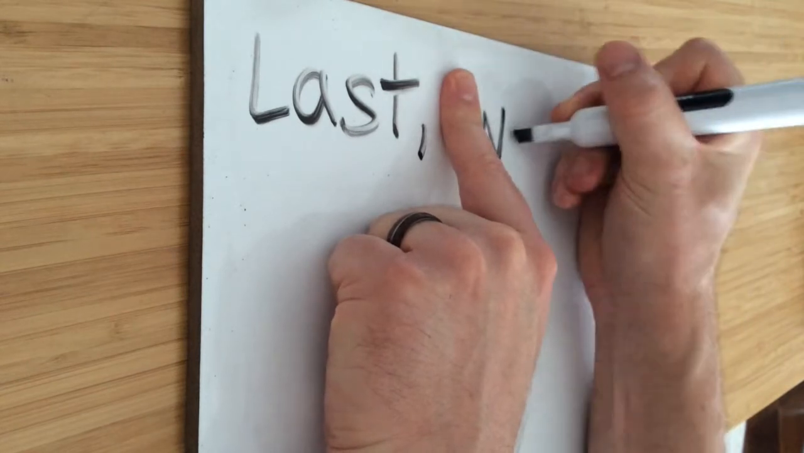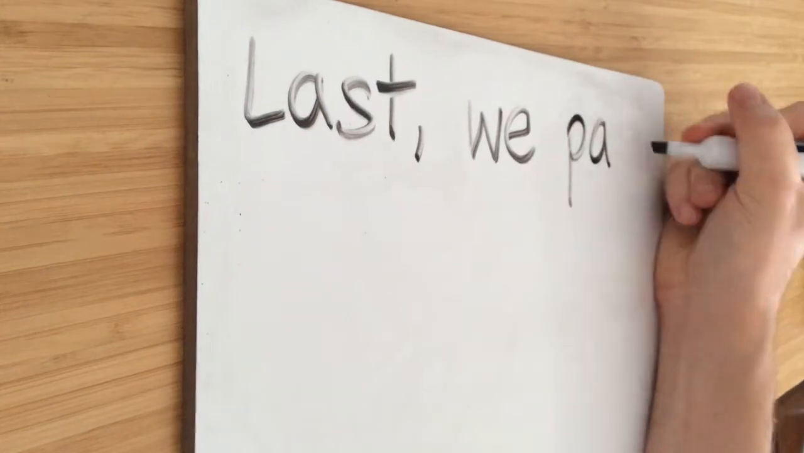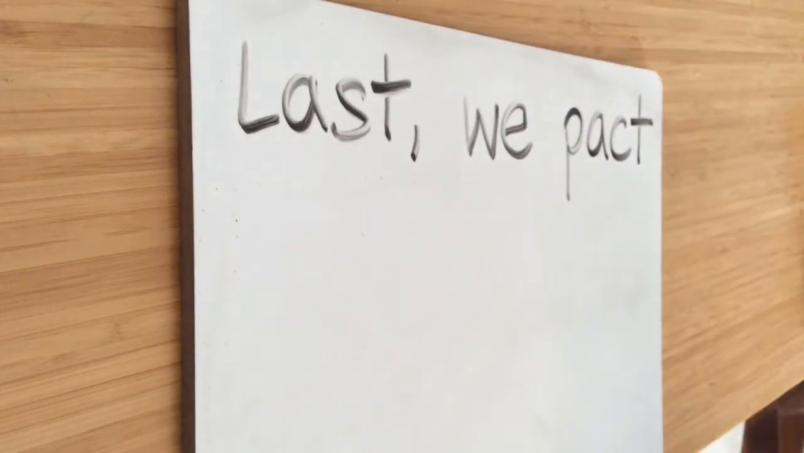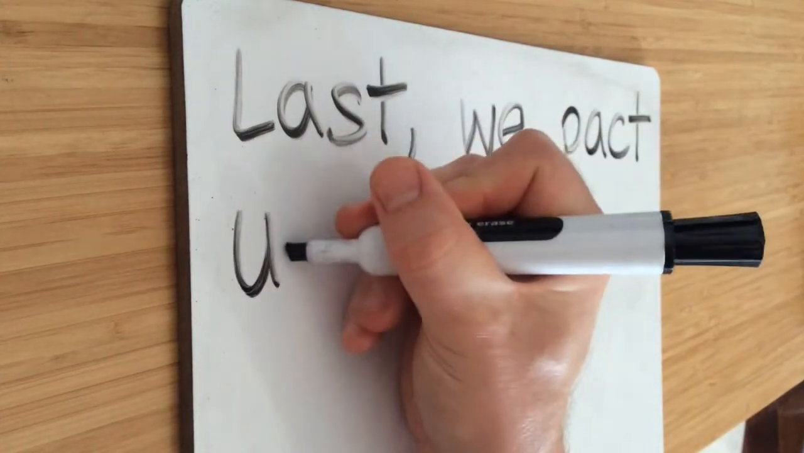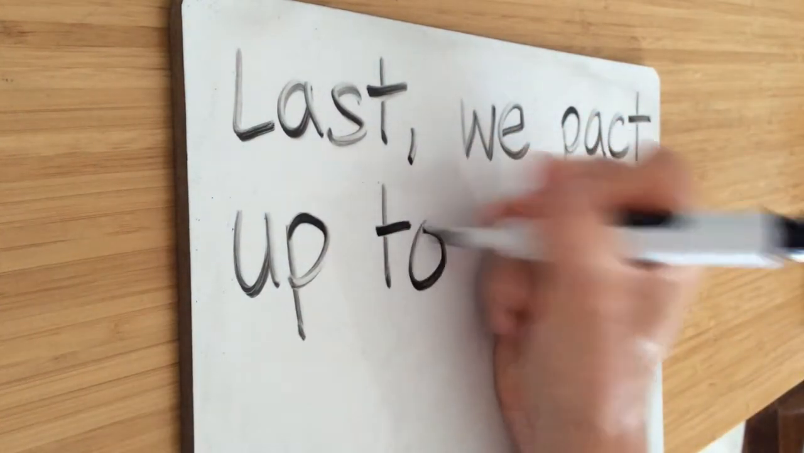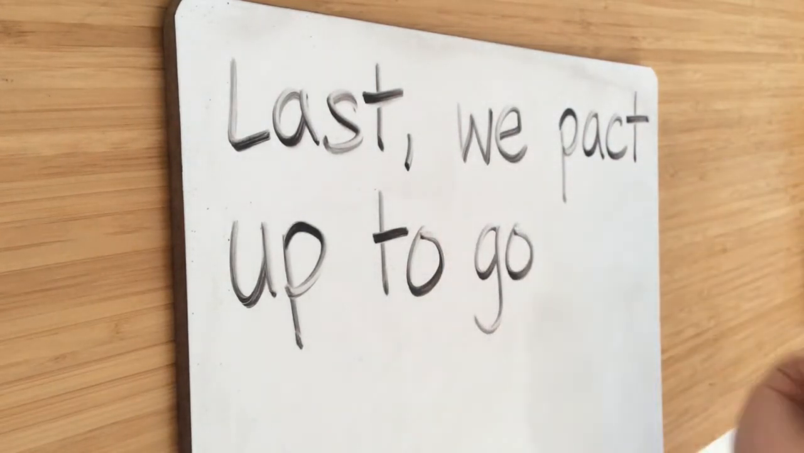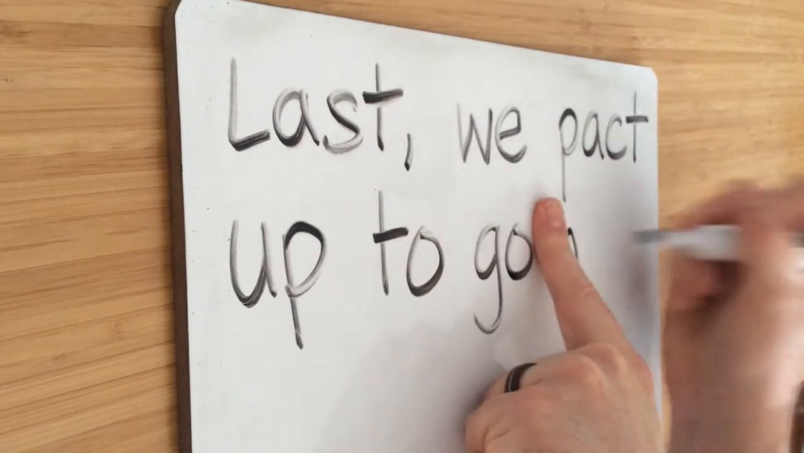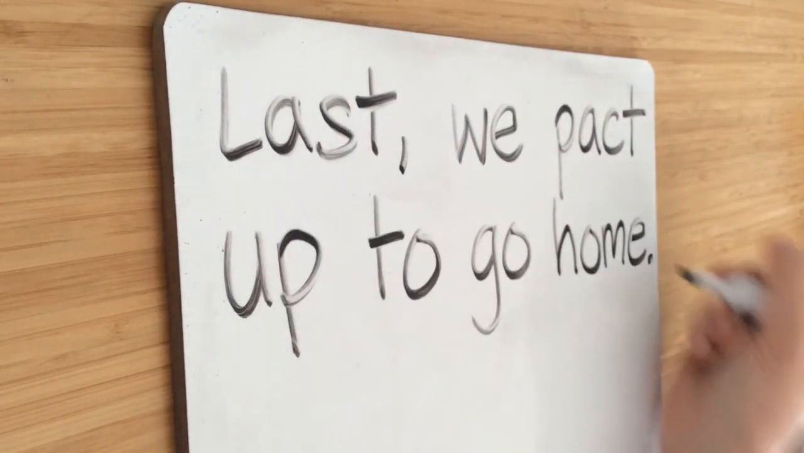Now I'll show you how I wrote it. I start with the word last, and I say last, we, I know how to spell we, packed. P-a-k-t. Last, we packed. And I don't have any space here, so I'm going to go to the next line. Up. Now the word to. Go. G-o. Last, we packed up to go home. And I've seen the word home. It's one of our high frequency words. And I have a period at the end.